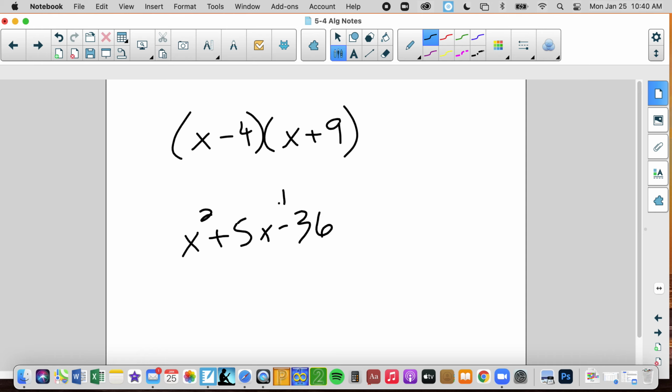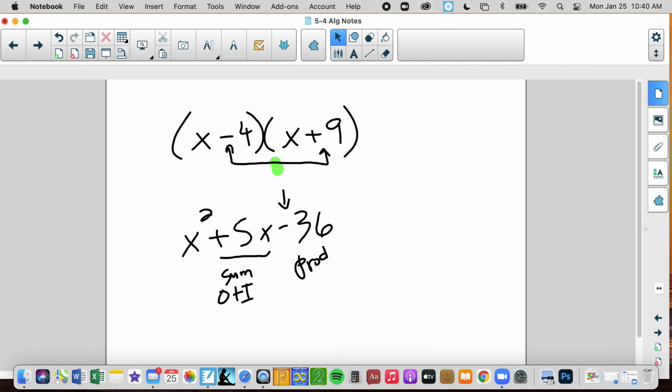36. This is negative because I know that this is always going to be a product of two numbers. And this is always going to be the sum of two numbers. It's the sum of the outer and the inner. This is going to be the product of the lasts. We know this is going to be the product and the sum. The sum will go in the middle, the product at the end.